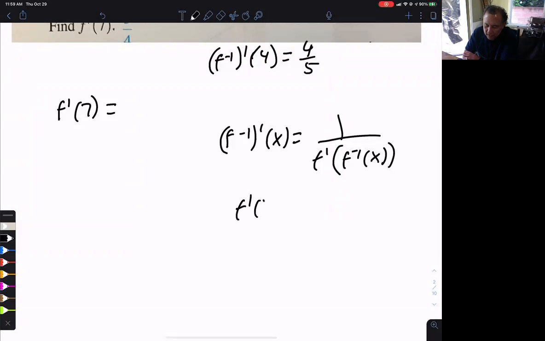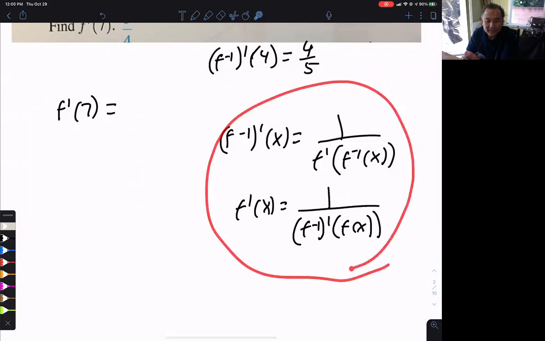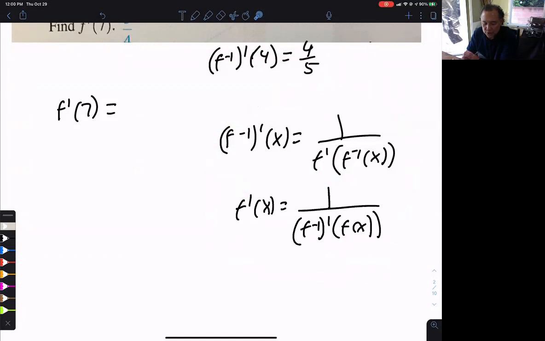So actually f prime of x is 1 over f inverse prime at f of x. These are the same thing. We just switched f and f inverse. Since they are inverses of each other, f is the inverse. So its derivative is 1 over its inverse's derivative evaluated at itself. The way they stated this looks weird, but the formula would be 1 over the derivative of its inverse, evaluated at itself.